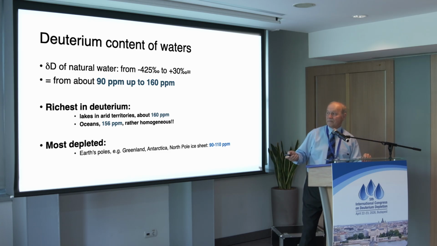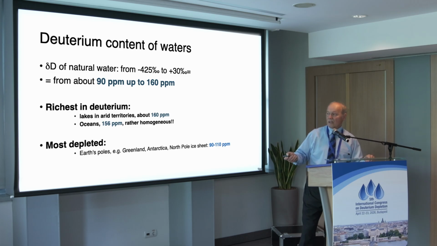And the highest deuterium content you can find in some lakes in arid territories where the evaporation rate is very high. Because during the evaporation, the lighter isotopes preferentially leave the water body and the remaining water enriches in heavy isotopes. So that's the reason that the highest deuterium content you can find in some lakes like Lake Chad, or Lake Van in Turkey, and some others as well. And the deuterium content is about 160 ppm in these lakes, around this value.